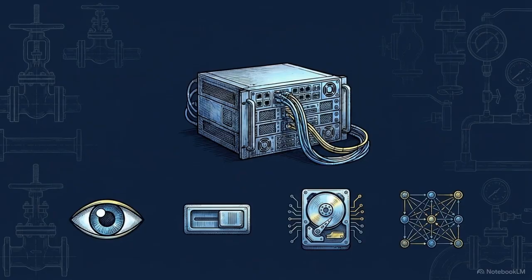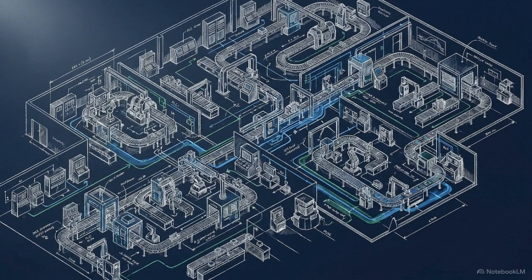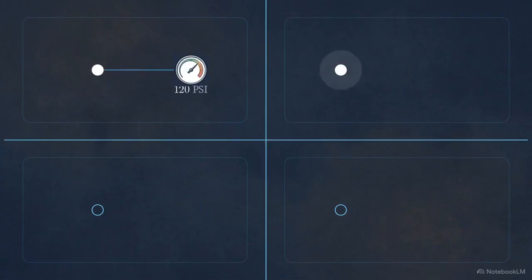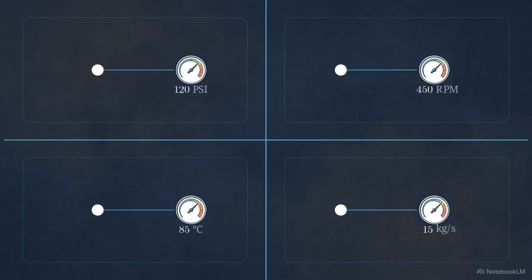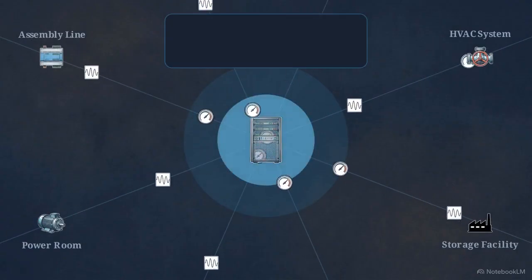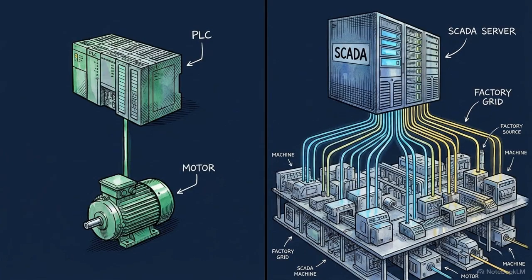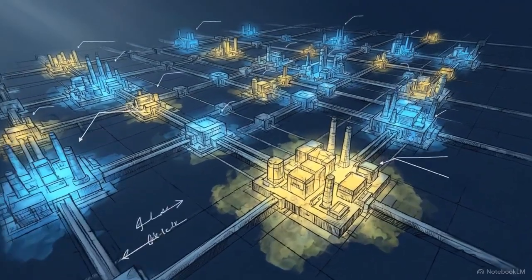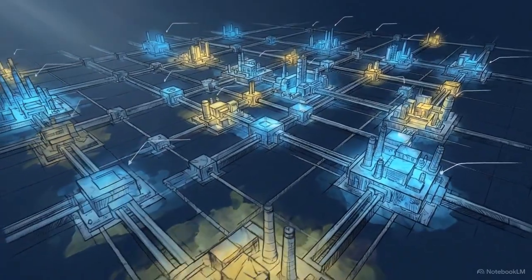The system required to solve this isolation is SCADA, which stands for Supervisory Control and Data Acquisition. Supervisory indicates that the system oversees operations from a top-down perspective, rather than performing the ground-level physical work. Control means the system dictates wide-scale operational parameters and targets for the entire facility. Data acquisition refers to the continuous harvesting of metrics and variables from every corner of the environment. While a PLC controls a single machine, SCADA monitors and controls an entire factory or system. SCADA serves as the macro-level supervisor for the facility, rather than a micro-level executor for a single motor.